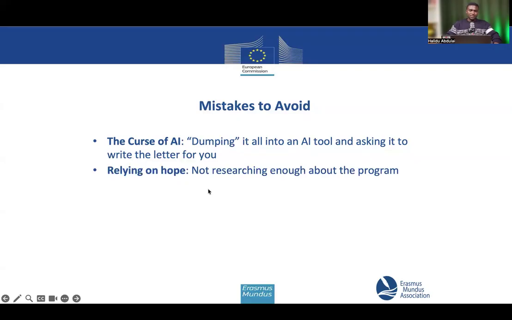Relying on hope, not researching enough about the program that you are applying to. This is a mistake that you shouldn't even think about making because, like I always say, scholarships are not won by hopefuls. They are won by people who are strategic. How do you get strategic? You read about the program that you are interested in applying to, understand why the program exists, the kind of people that they are looking for, and then you prepare yourself accordingly.